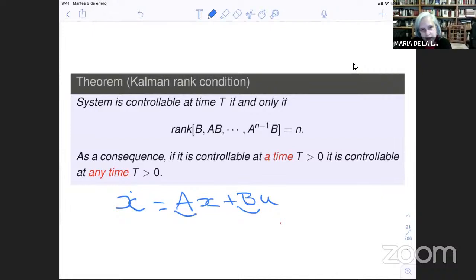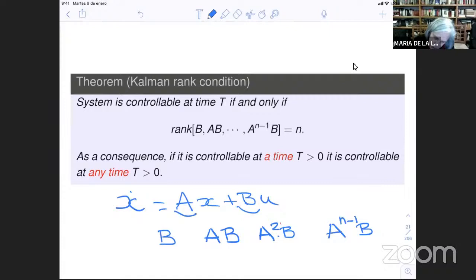So you have to construct a new matrix that is B. So you put as a column, several columns, matrix B, then matrix, you multiply matrix A by B, and then you continue, you have A squared B until A to the n minus one times B, okay? And you want to know the rank of this very large matrix.